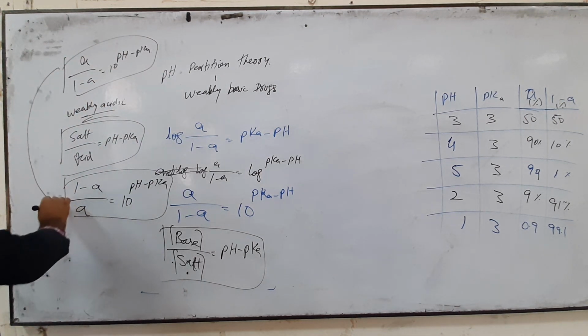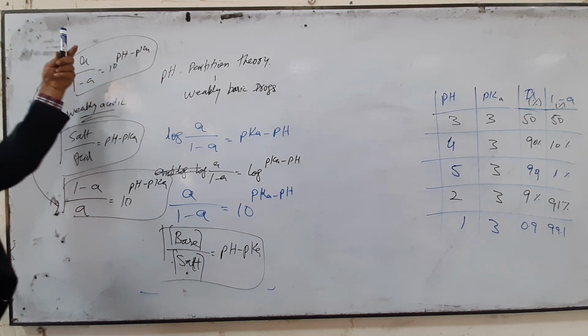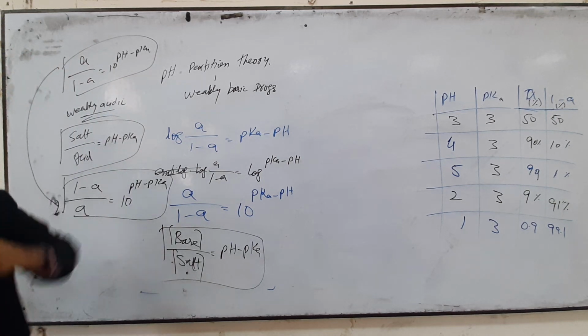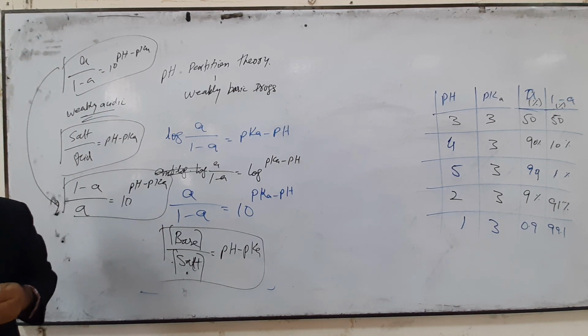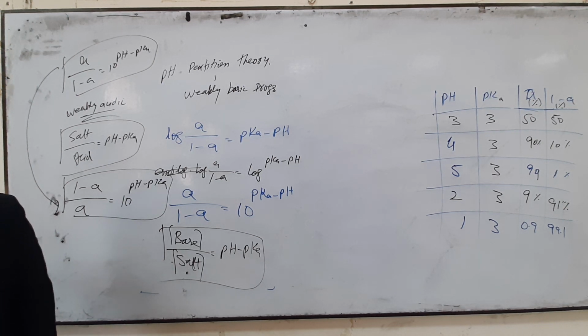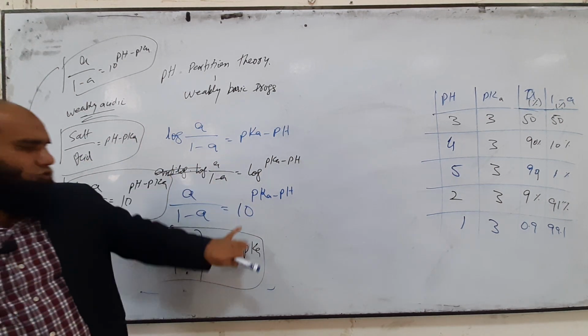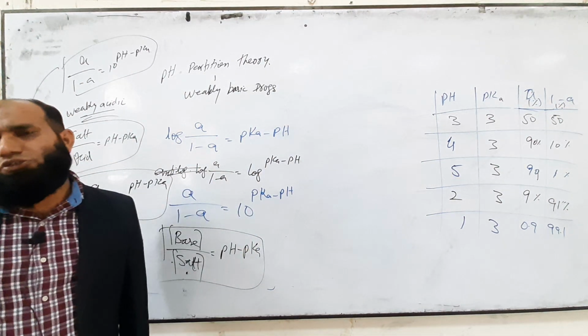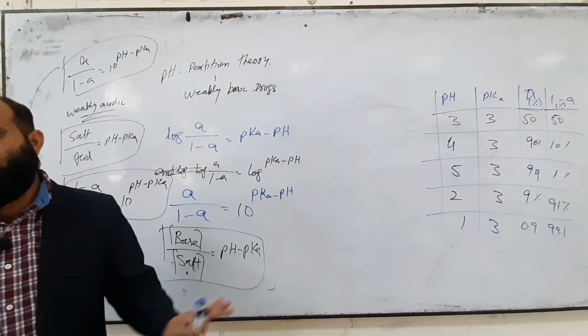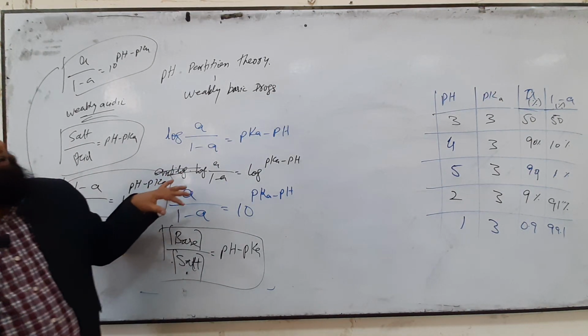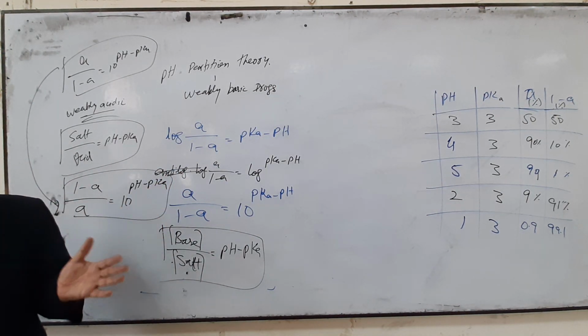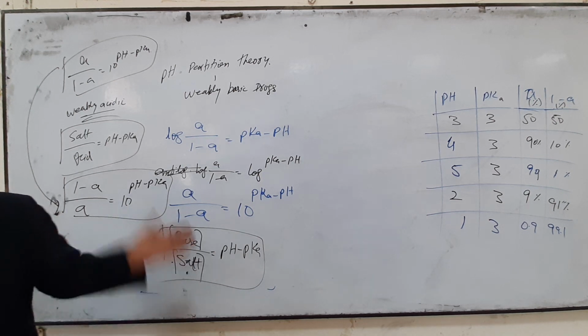But when we change this denominator to the numerator and this numerator to the denominator, then (1 minus alpha) over alpha, unionized divided by ionized, will equal 10 raised to the power pH minus pKa. In other words, 10 raised to the power pKa minus pH. We should be very clear. Especially in this regard, there is the same scenario of the pH partition theory. Okay, come to the point.